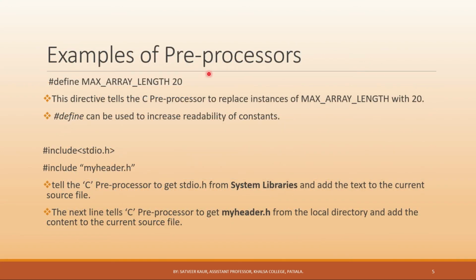These are some examples of preprocessors. #define MAX_ARRAY_LENGTH 20. In this we cannot use any space, therefore we have used underscore. And after the space there is a 20. Now this directive will tell the C preprocessor to replace instances of MAX_ARRAY_LENGTH wherever it is used in the program with 20.